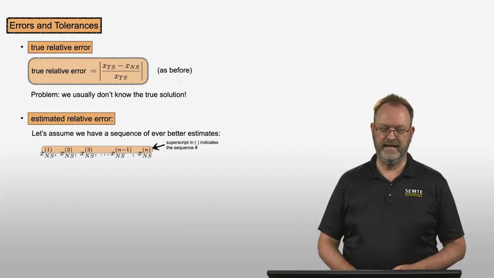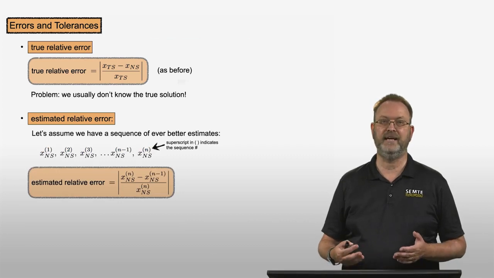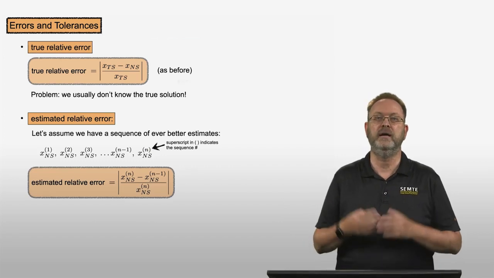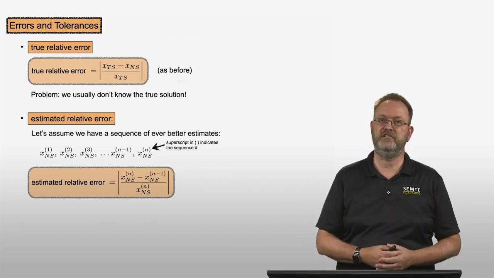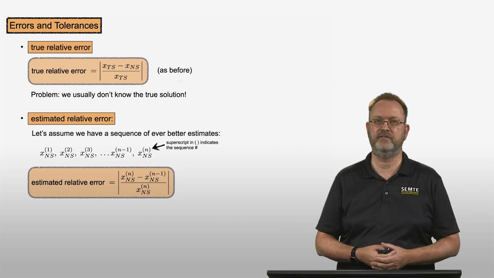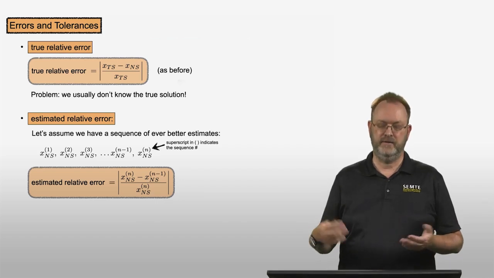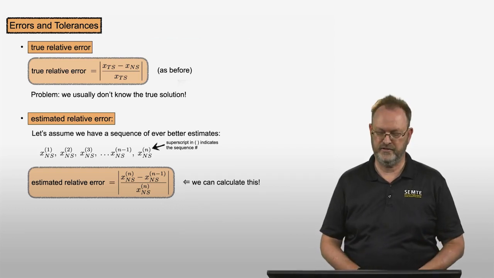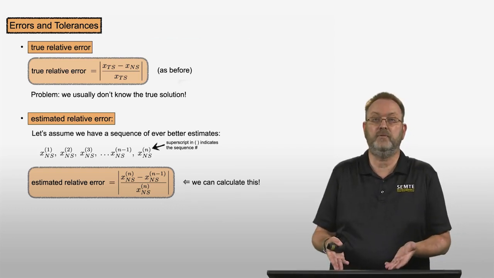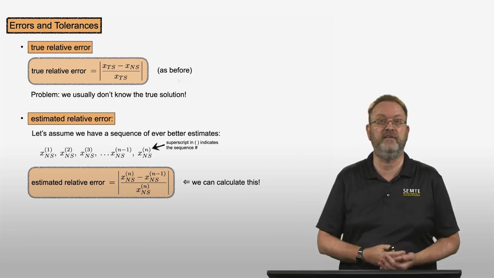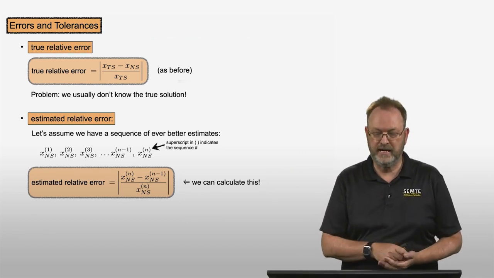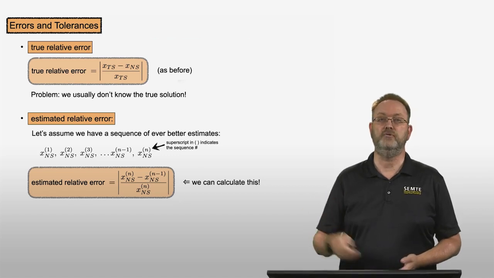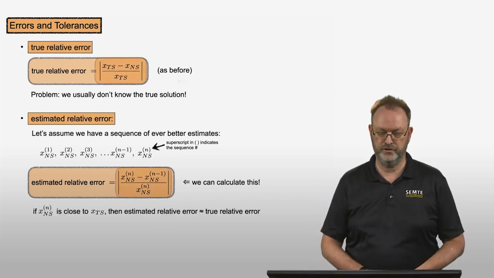And we will calculate the estimated relative error by taking the best value that we have, so after n iterations, minus the prior iteration value, so iteration n minus 1, divided by the best value that we have available, the n-th iteration value. And that is actually something we can calculate, right? If we have this sequence of ever better values, we can directly calculate this estimated relative error using the last two estimates to our solution.